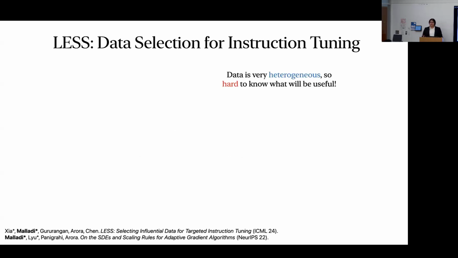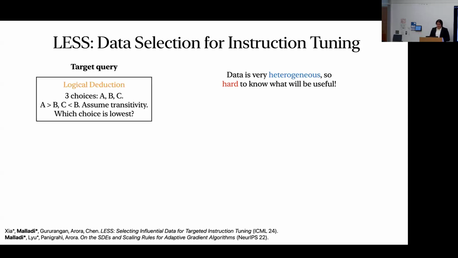Instruction tuning is particularly unique in machine learning in that the data is extremely heterogeneous. If you think of the whole scope of the types of instructions you can give language models, it's very broad, so the datasets themselves are also very broad and heterogeneous. But oftentimes we want our model to just be able to do one thing, like maybe solve reasoning problems or deduction problems. And it's hard to know which pieces of data in this heterogeneous pool are going to be useful.